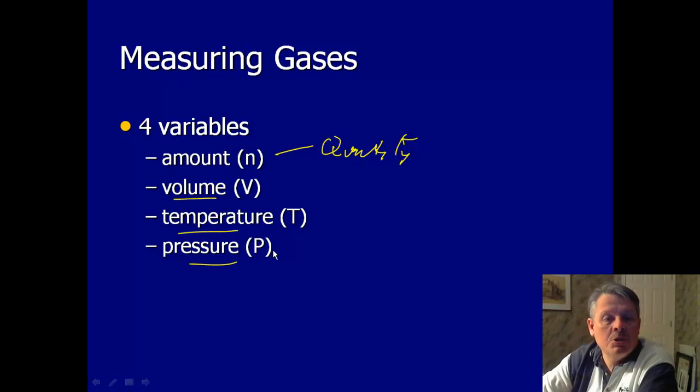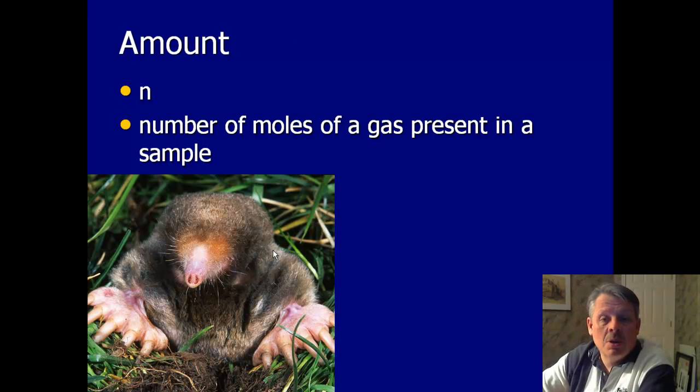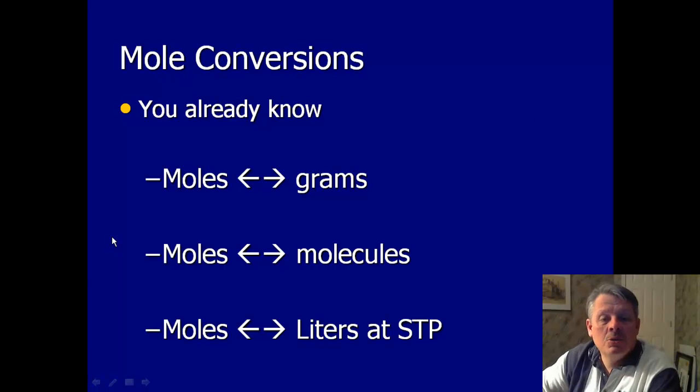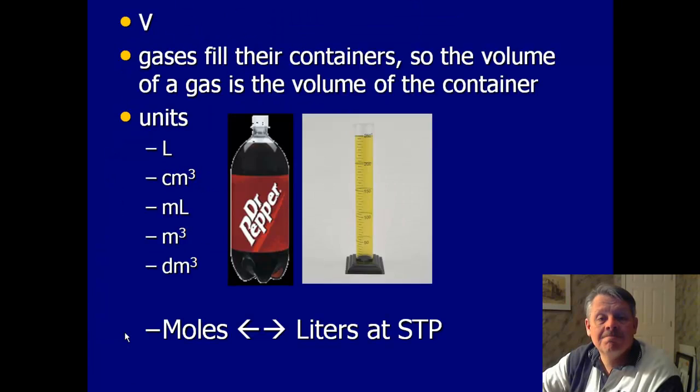All right, we're going to talk about each one. Specifically, when we talk about amount, we call it n. That's the number of moles of a gas present in a sample. Yeah, your buddy the mole down here. Anyway, we're talking about the number of moles of gas present, and you already know how to do moles to grams, and moles to molecules, and moles to liters at STP, and vice versa. So we're not going to waste any time in this podcast doing that. We are going to make the assumption that you can do all that. That was a couple of units ago. You should be fine with that.